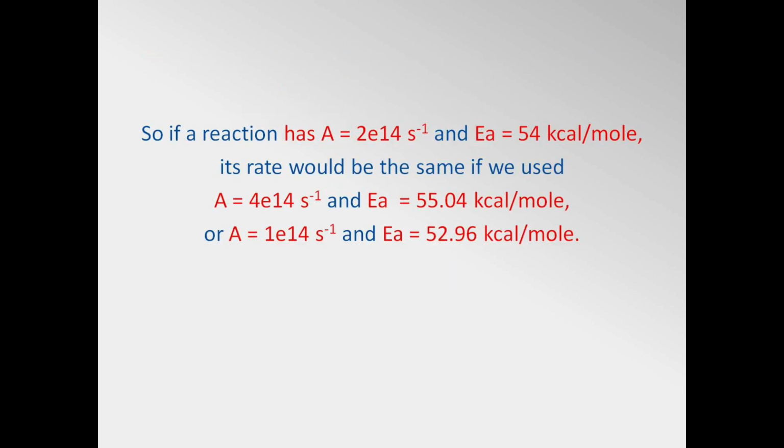So as an example, suppose a reaction has an A value of 2E14 per second and an activation energy of 54 kilocalories per mole. The rate of the reaction would be the same if we used twice the value of A, that is 4E14, and simply increased E by 1.04 kilocalories. Or if we lowered A by a factor of 2 and reduced the activation energy by 1.04 kilocalories.